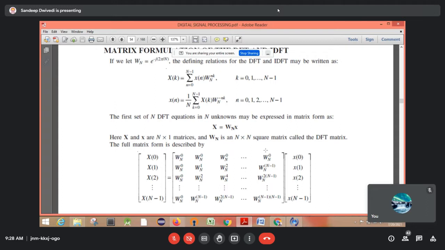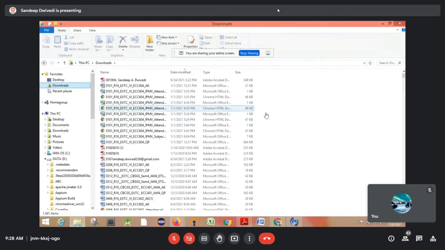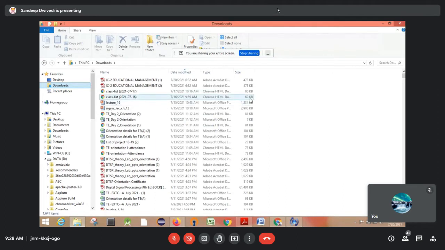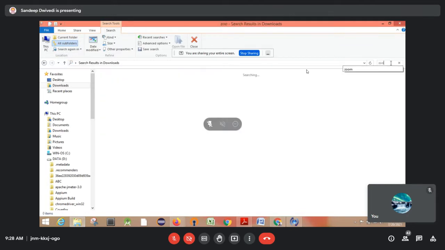For that, what is the value of this W? Please tell me, what will be the W? What is the value of W? It is e raised to power minus j 2 pi divided by capital N. Very good. So that will be the value of W, the twiddle factor.